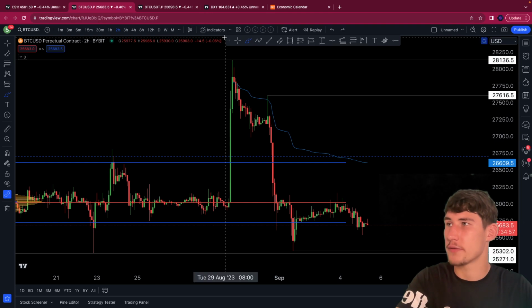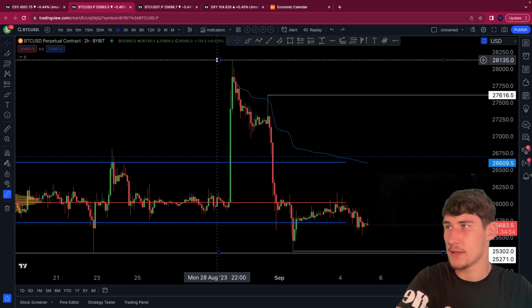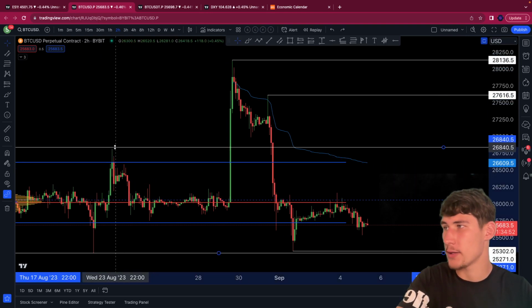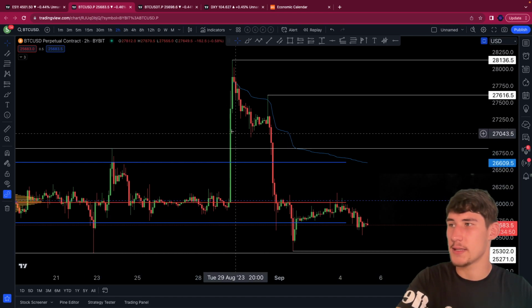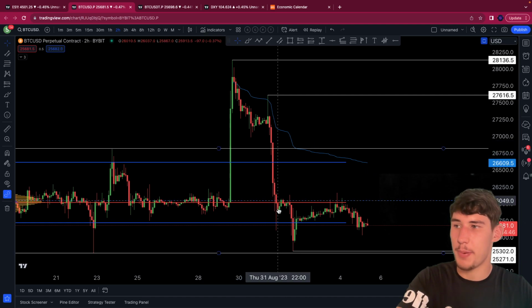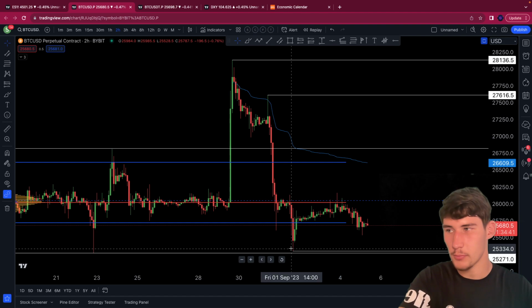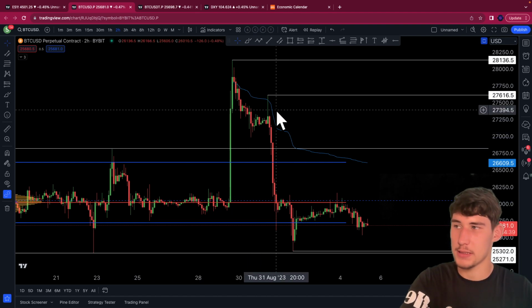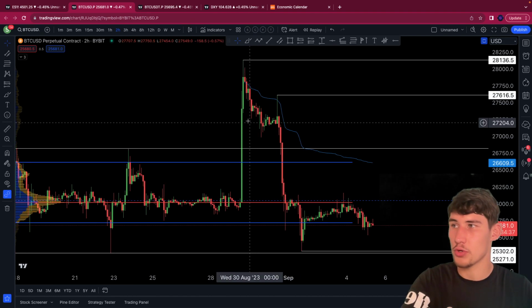Well, first of all, we actually had this range here. So we had this range that was looking something like this. We got that failed auction towards the upside here, bringing the price back into the range, coming pretty much to range low, getting a bounce off there. But we've had a failed auction of this range.